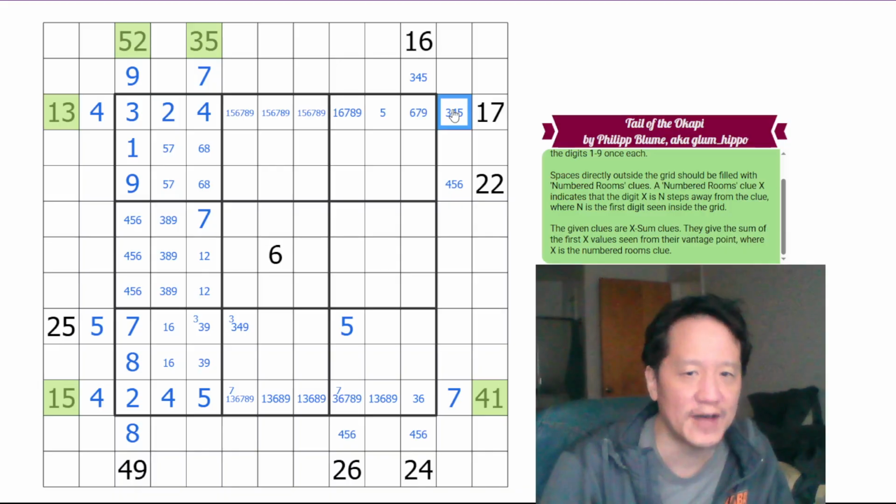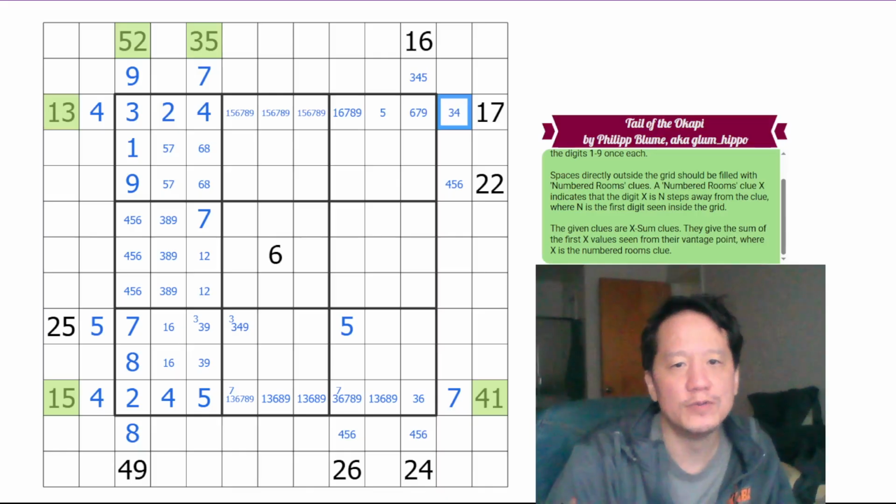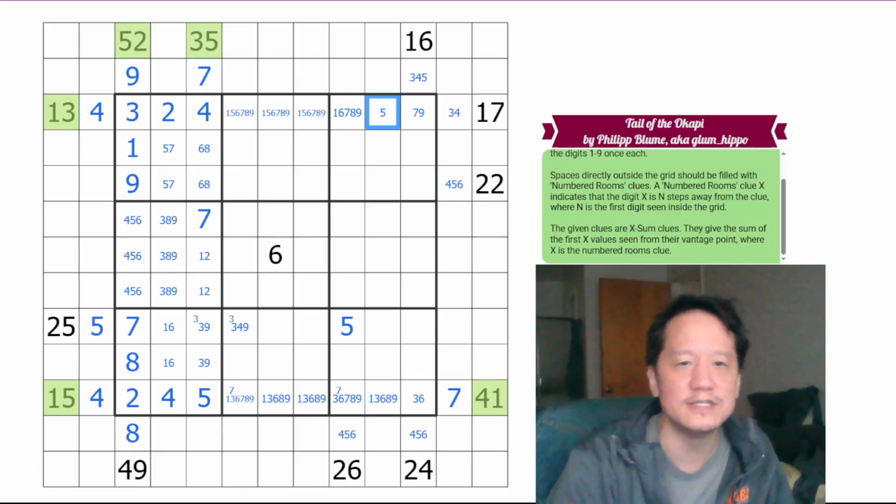And if this is 5, I don't think it works. 5 would mean 5 has to be in the 6th position. So 5 and 6 add up to 11. And we have 3 digits adding up to 17 minus 11, which is 6, but we don't have 2 or 3 available. So this has to be then 3 or 4 that it's looking at, which means it's 7 or 9, which means this is guaranteed to be a 5.